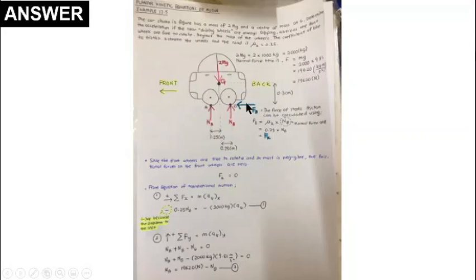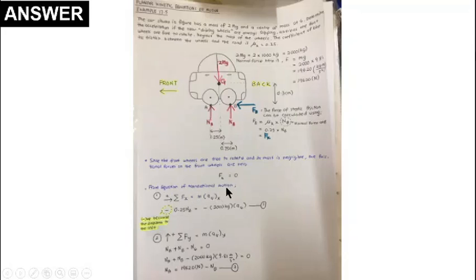Then we also have FB, the friction force at B. It can be calculated using the equation mu k times NB, 0.25 already given in the question, times NB. So this one is equal to Fx, FB equal to Fx. Since the front wheels are free to rotate and their mass is negligible, the frictional force on the front wheels is zero. It is different from FB, so FA equals 0.